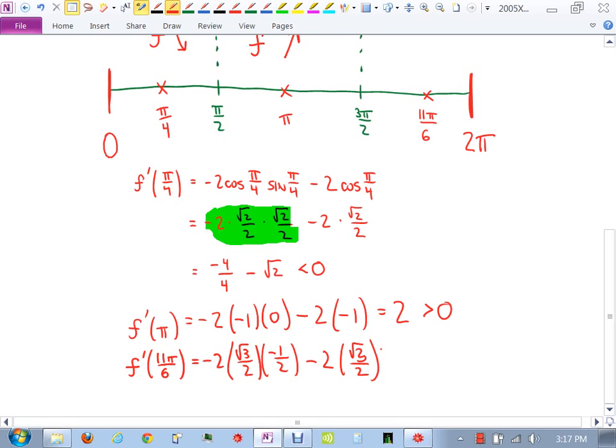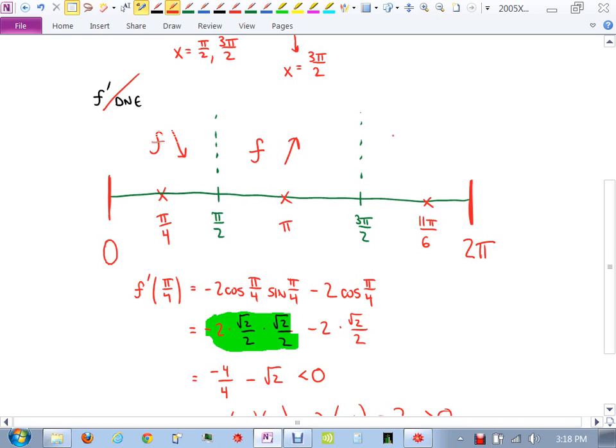Okay. I get some of these 2's to cancel. I get a positive root 3 over 2 minus a root 3. Oh, whoa. So is it positive or negative? Negative. So it goes down over here.